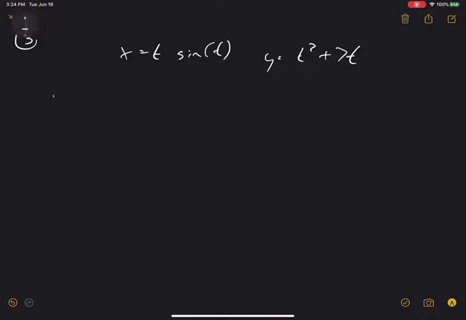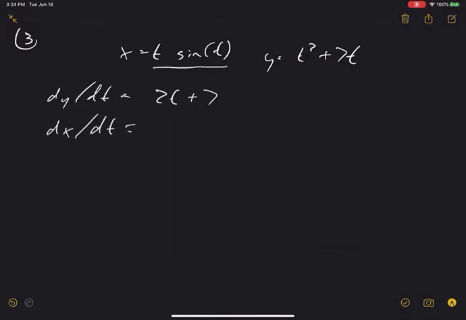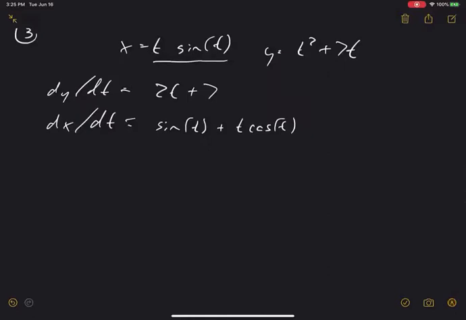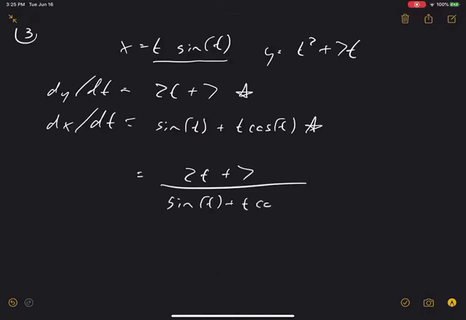Okay, so dy/dt is what? 2t plus 7. dx/dt equals, okay, I got to do the product rule here, right? So that would be sine of t plus t cosine of t. And then dy/dx would be this divided by this. And that would be our final answer.